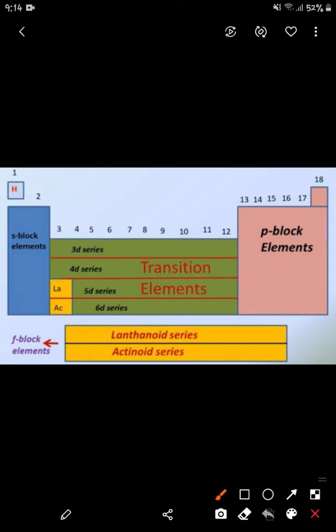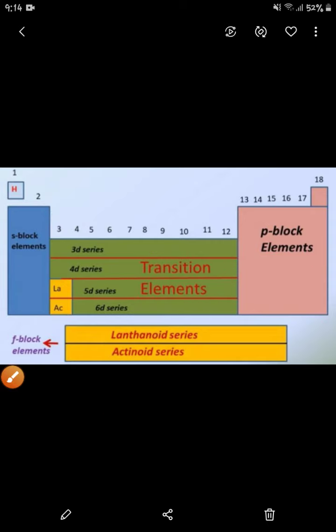Now these elements are also known as transition elements. One of the reasons is that they act as a bridge between s block and p block elements and show a transition of characteristics from s block to p block. That is why these are known as transition elements.